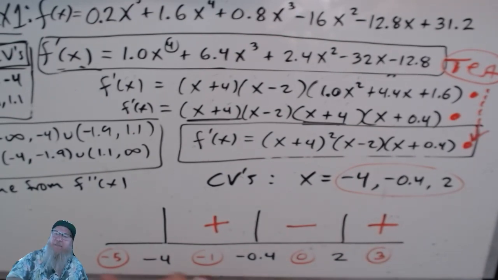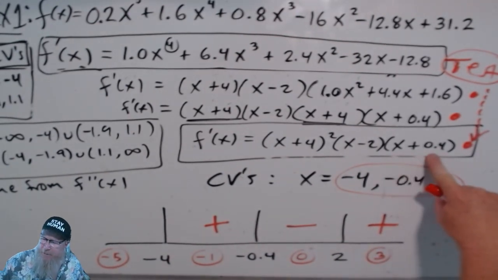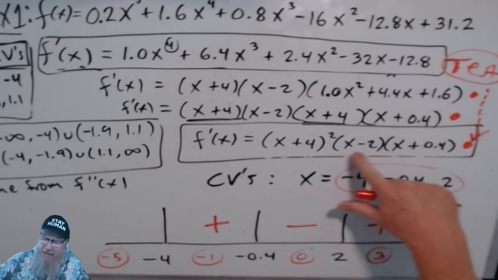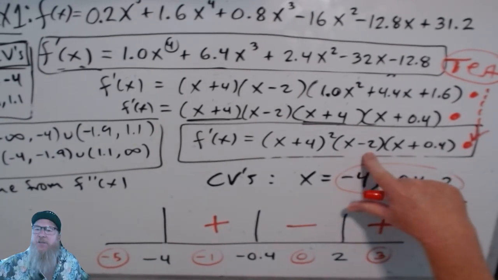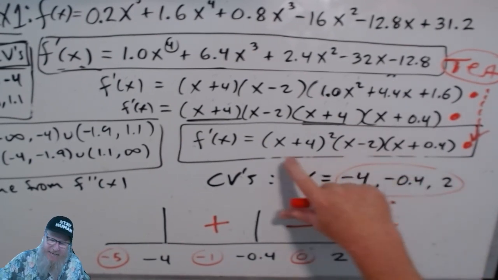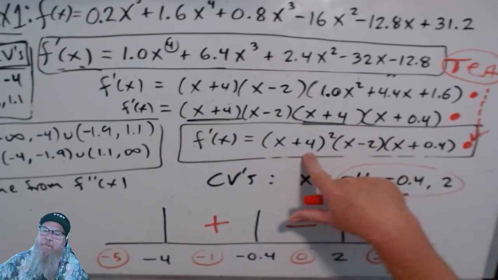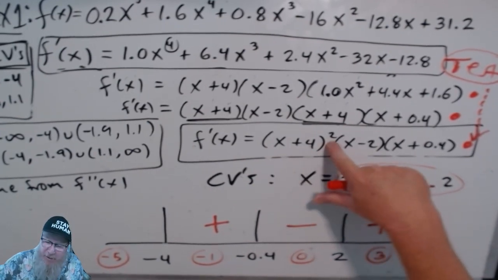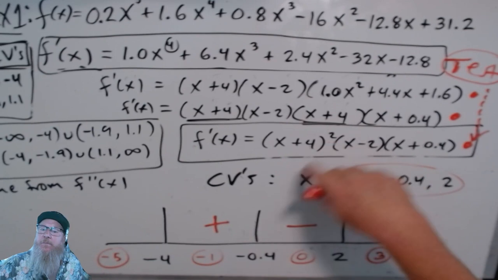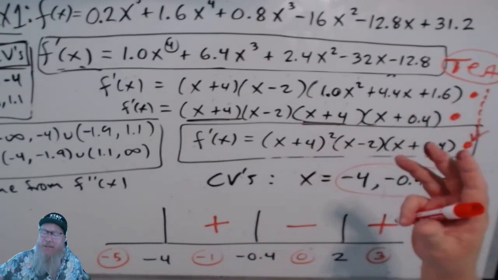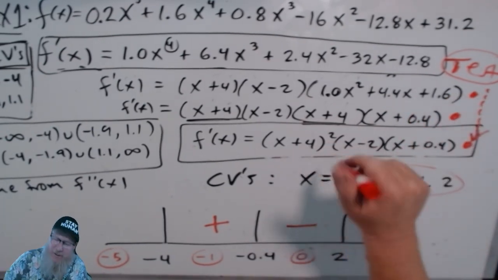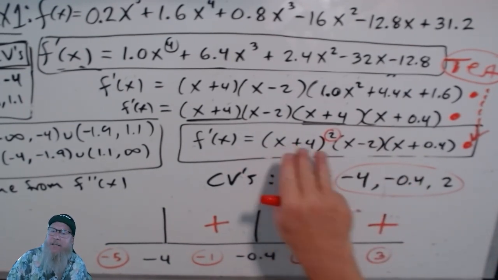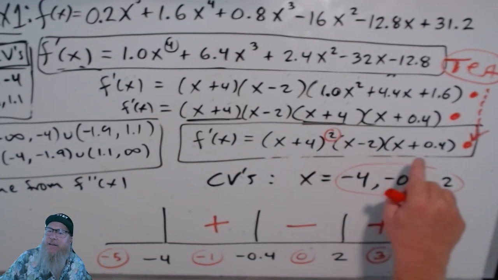Let's try -5 now. -5 plus 0.4, that's negative. -5 minus 2, that's also negative. -5 plus 4, well, that's negative. Yeah, -5 plus 4 is negative. But you're squaring it, so it becomes positive. So this one is always positive because you have a square. That first factor is always positive. So you have a positive and then a negative and a negative.